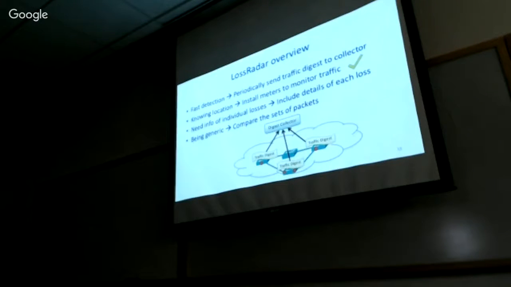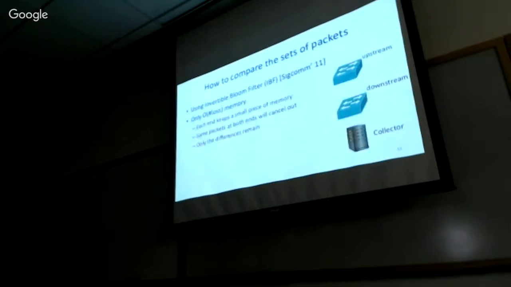The second challenge is how to compare the sets of packets. Of course, we cannot keep every packet the switch sees, because that takes too much memory. One can choose to use a flow counter to keep per-flow counters and compare the counters to know the number of losses. But the memory is proportional to the number of flows. If we only want to know the losses, we can further reduce the overhead to be proportional to the number of losses.